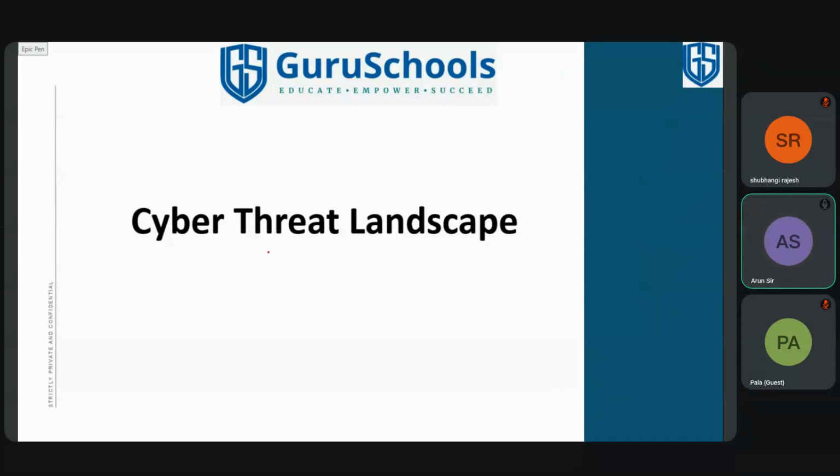So a cyber threat landscape helps to understand and helps to take proper measures so that the attack surface can be reduced.